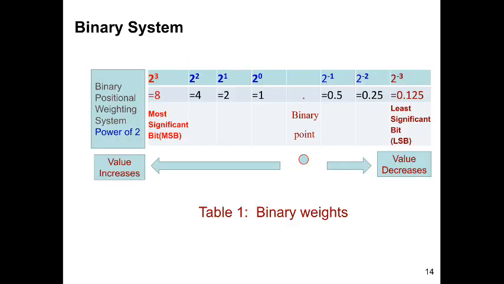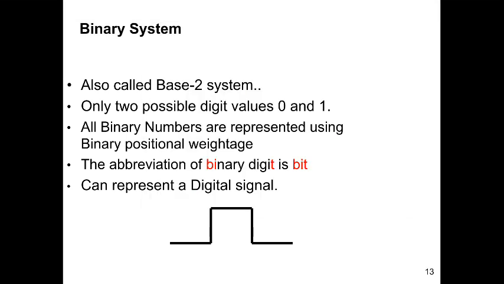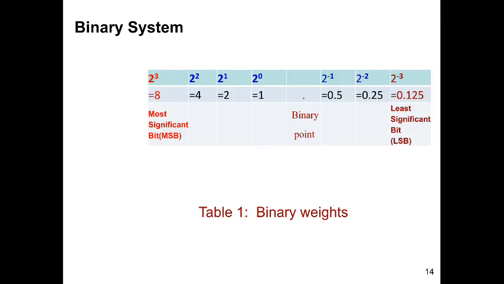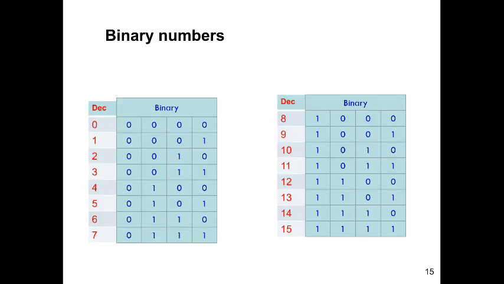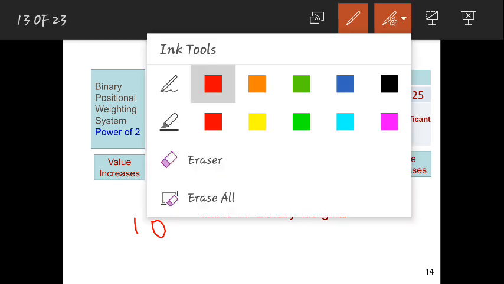Now see, here we just read this point. All the binary numbers are represented using binary positional weights. We saw the positional weights of the decimal system. Now see, this is the positional weight for the binary system. That was decimal, and decimal means we had 10, so 10 to the power of 0, 10 to the power of 1, 10 to the power of 2, and so on. And after the decimal point you had 10 to the power of -1, -2 and so on. In that way you had.